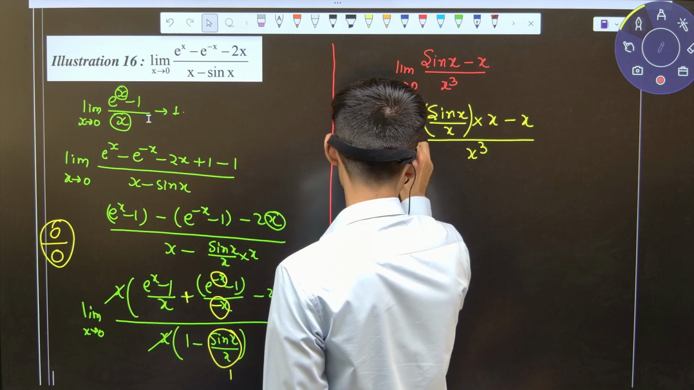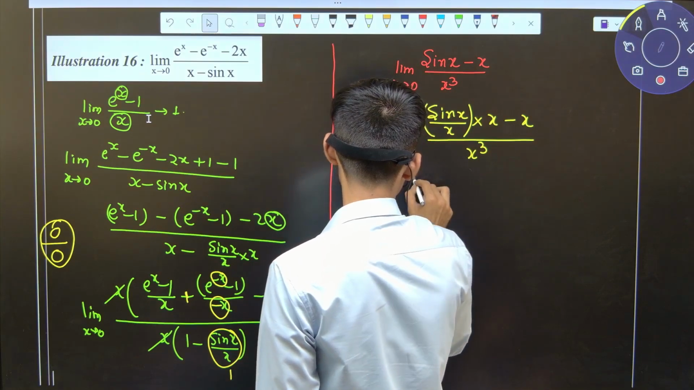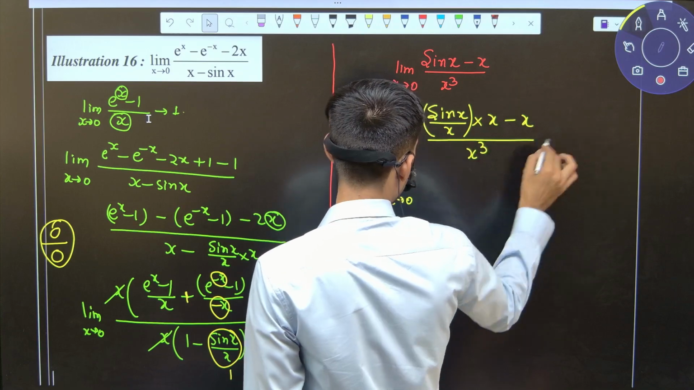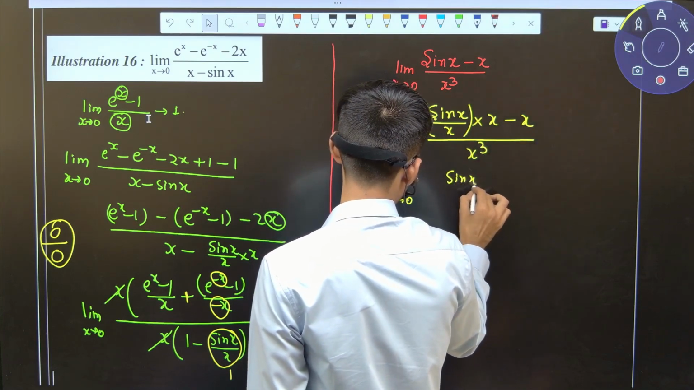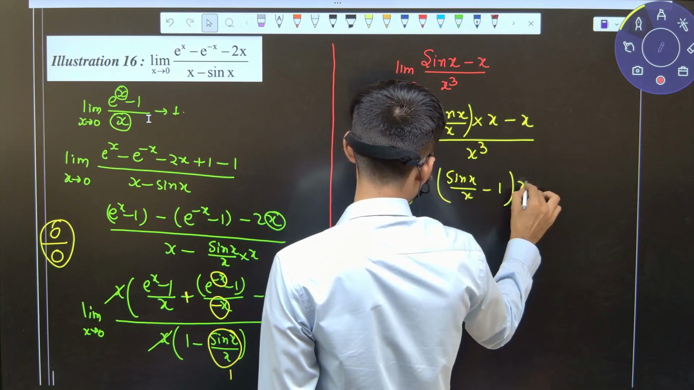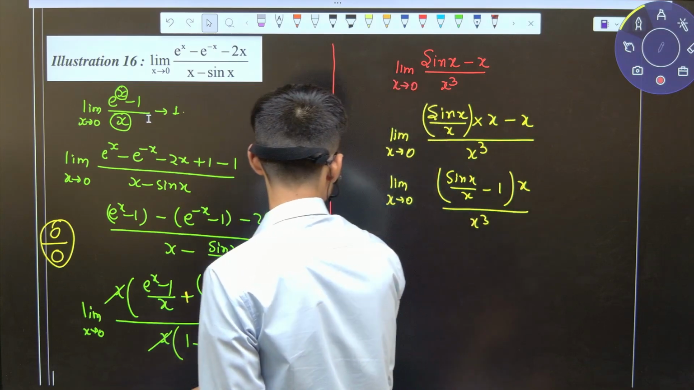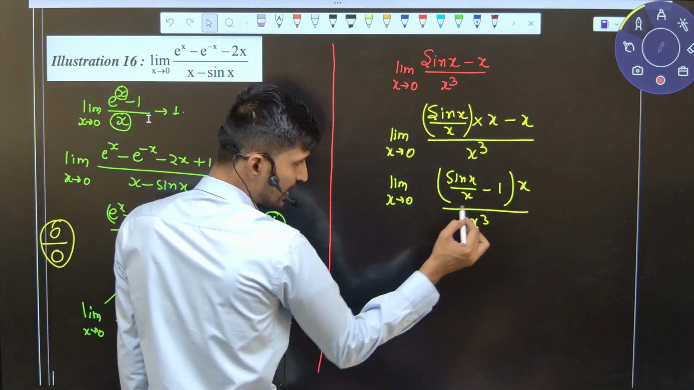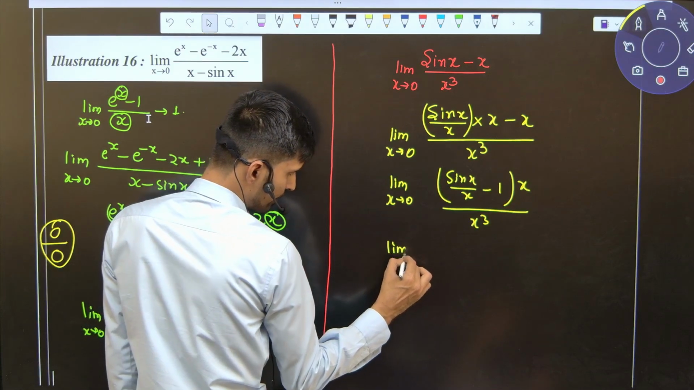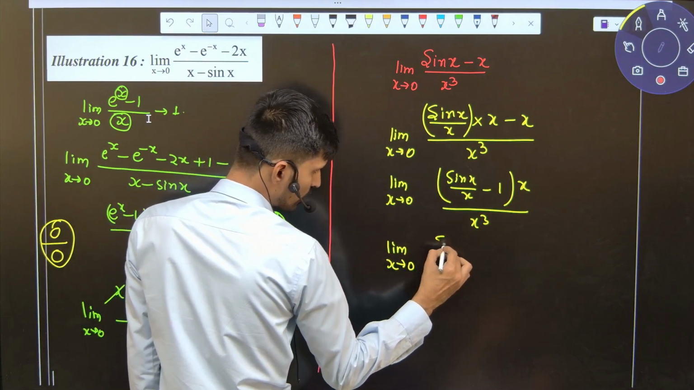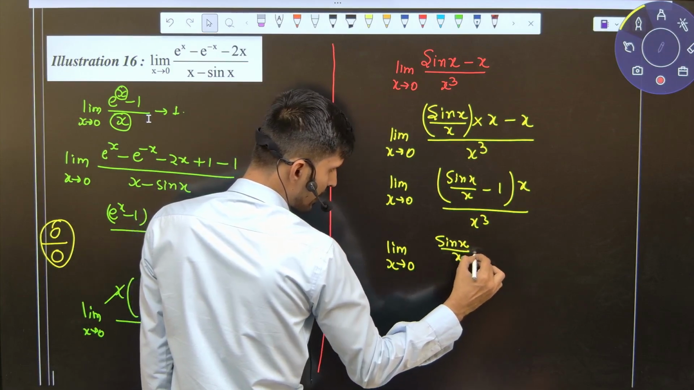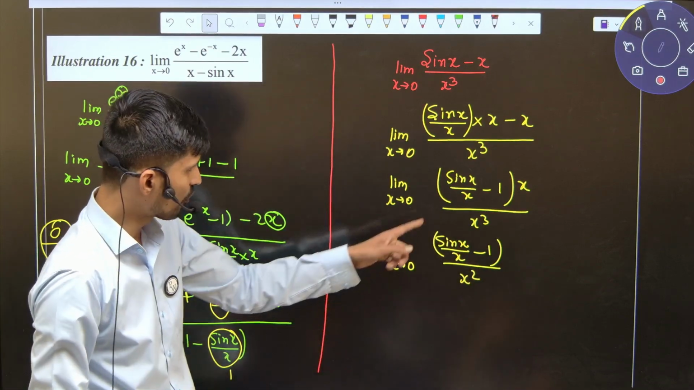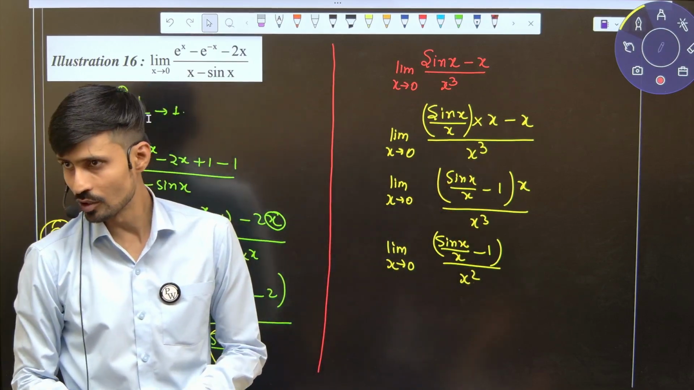and I will write minus x upon x cube, and that will become limit x tends to 0. Now we can take x common. Sin x by x minus 1, we take x common, and here it will be x cube. And the way here x is getting cancelled, same way here x and x cube, one x will get cancelled, and this will become limit x tends to 0 of sin x by x minus 1 upon x square. Now we have generated the form of sin x by x for solving the limit.